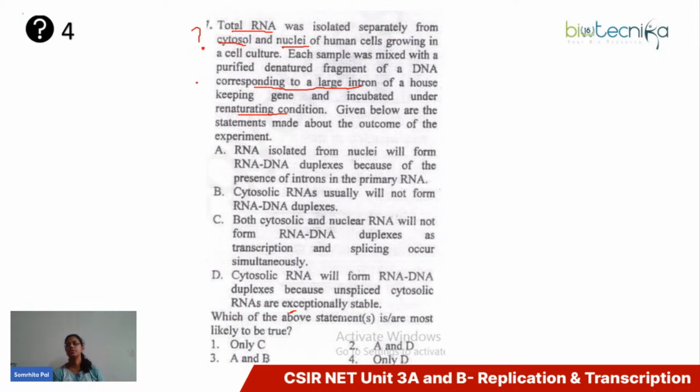The second thing that you need to do is match this kind of information with what else they have given you, like you're mixing this sample with a fragment of DNA corresponding to a large intron of a housekeeping gene, under renaturing conditions. Now, when you have analyzed this paragraph, you go through the statements. Again, be very careful as to what they are telling you.